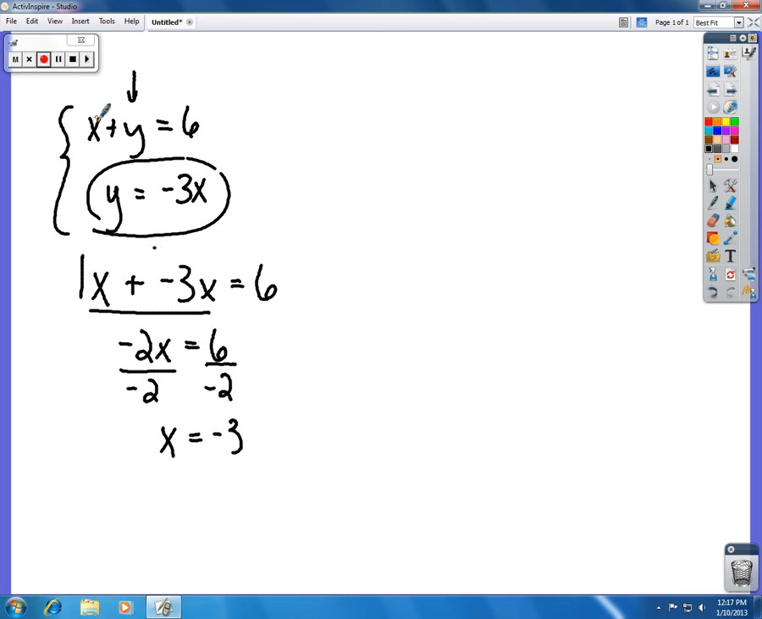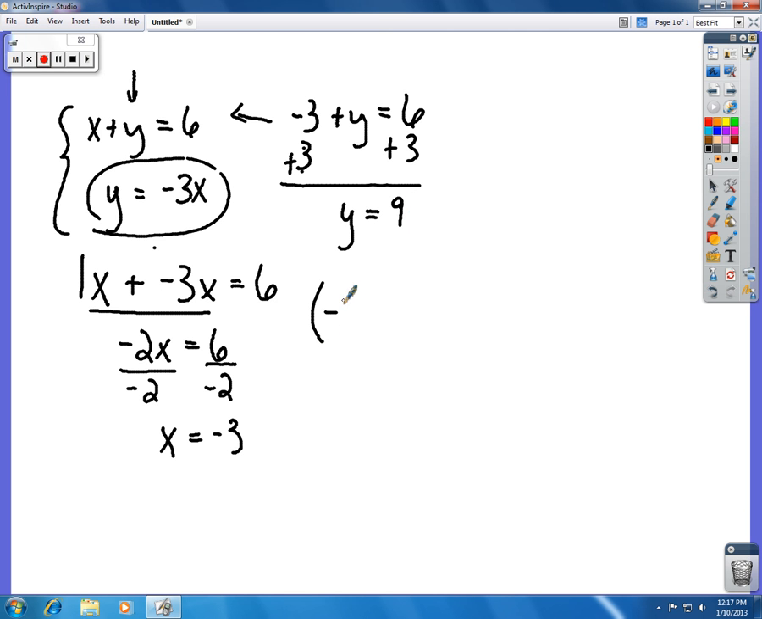So I'm going to use this first equation just because it's the first one, but honestly, like I said, it doesn't matter. So I'm going to do negative 3 plus y equals 6. And now I need to solve for y, so I need to add 3 to both sides, which will give me y equals 9. Therefore, the solution to my system is negative 3, because the x value should always go first, comma, 9.